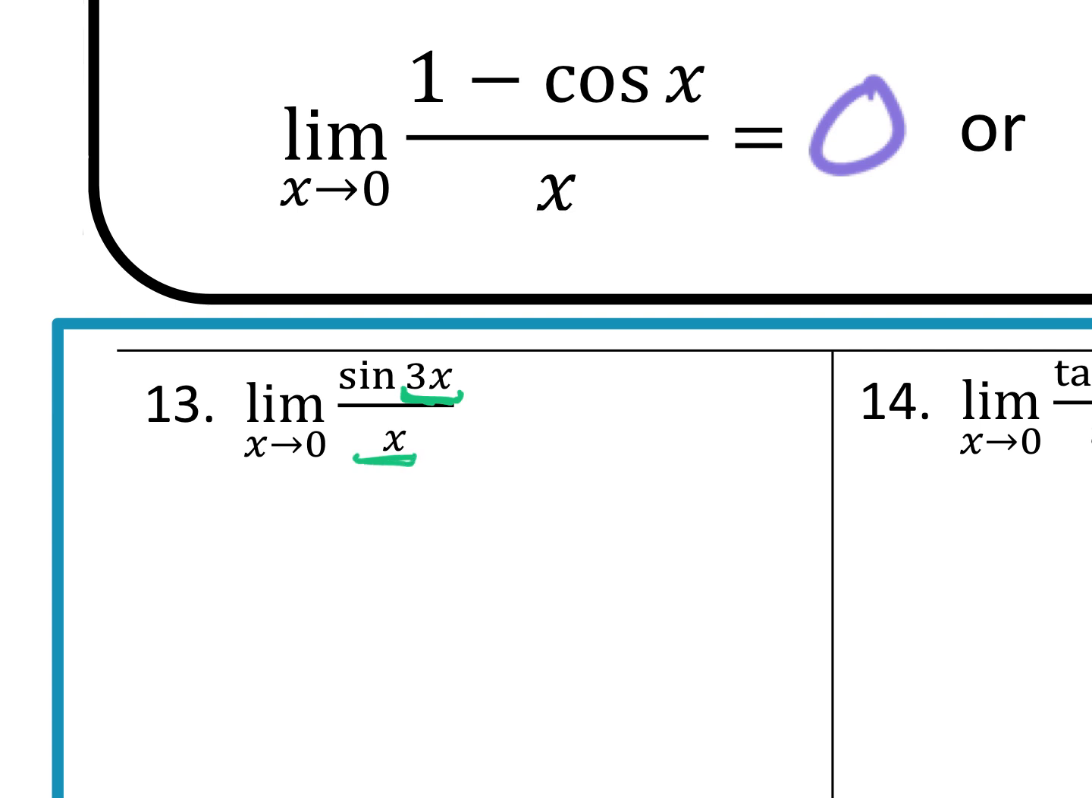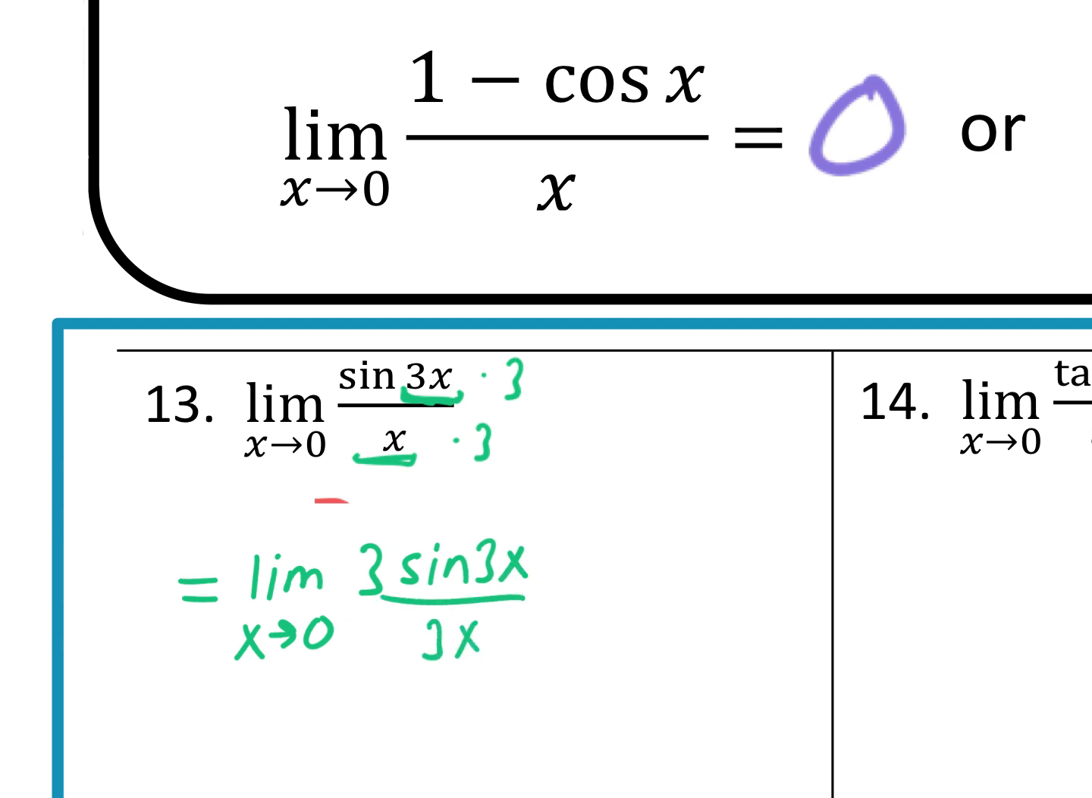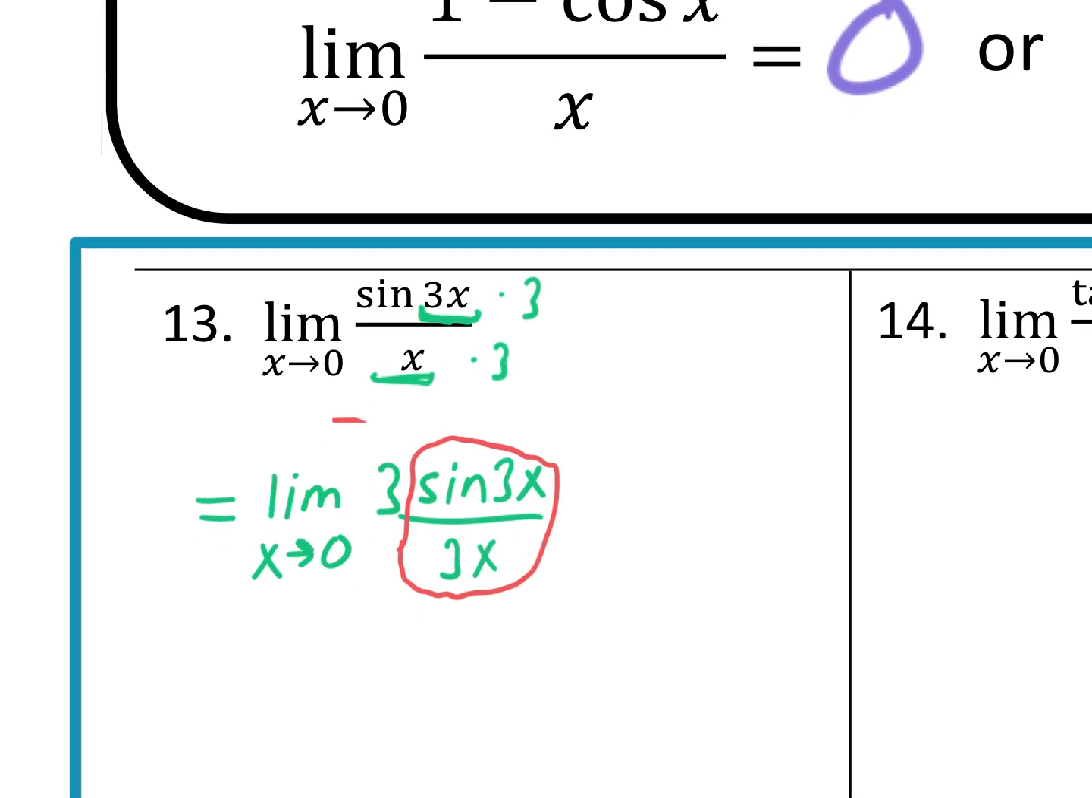How do we get a 3x on the bottom? What's missing? A 3. So if I multiply 3 here, that would get you exactly what you're looking for, but you can't just do that out of nowhere. What should you do to the top? Also multiply that one by 3. So essentially what we did was the limit as x approaches 0 of 3 times sine of 3x over 3x. And then we know that this limit as x approaches 0 is equal to 1.